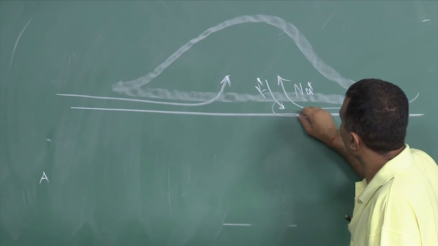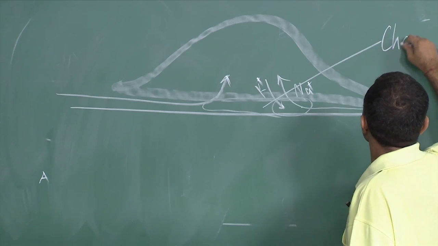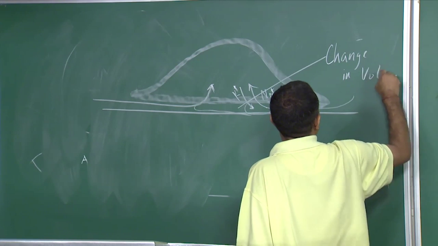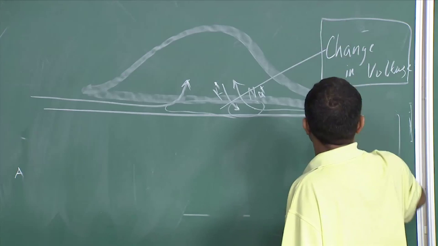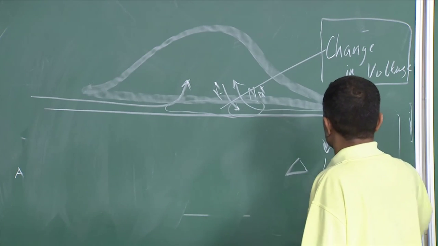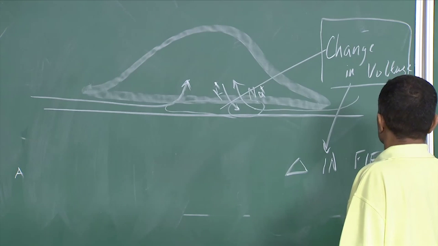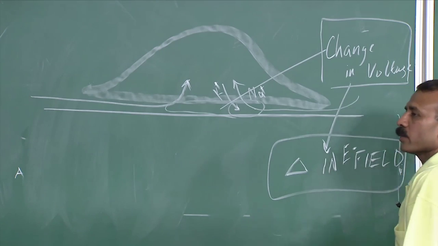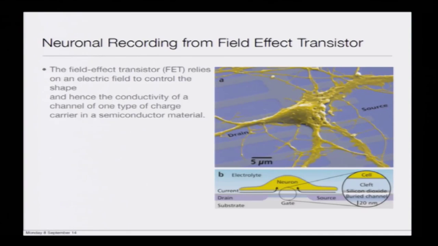And in this zone there is a change in voltage, and a change in, just showing the change in field, or change in electric field, I should put it. Now, coming back, our field effect transistors, now read that on your left hand side.